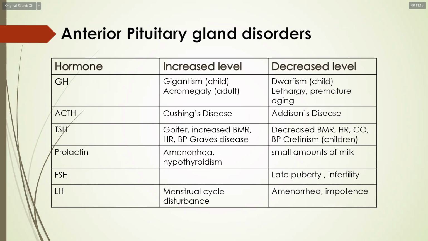An increased level of prolactin causes amenorrhea, which is cessation of menstruation, and causes hypothyroidism. A decreased level of this hormone causes small amounts of milk.